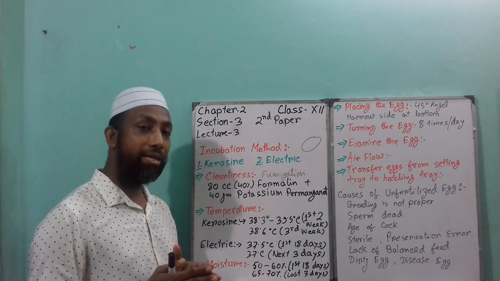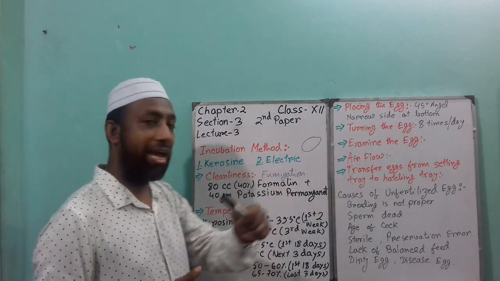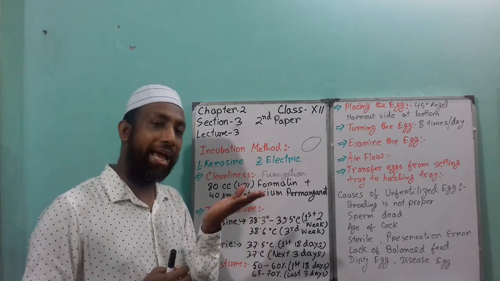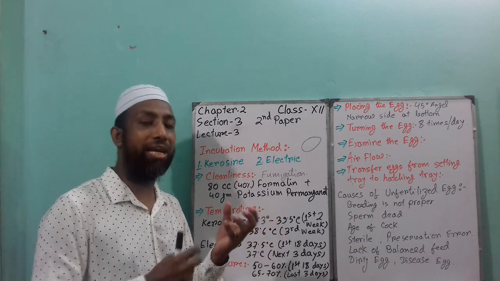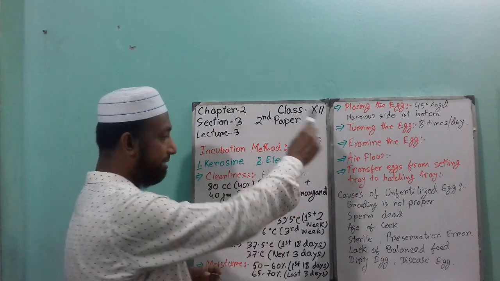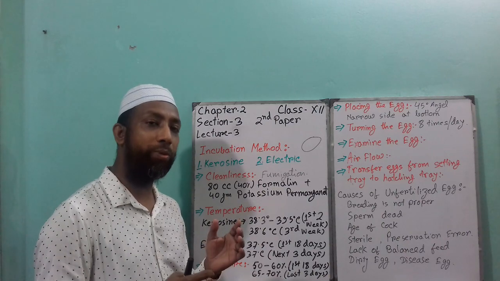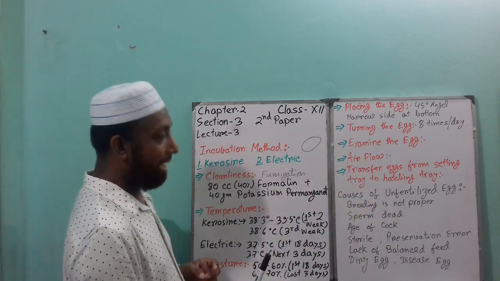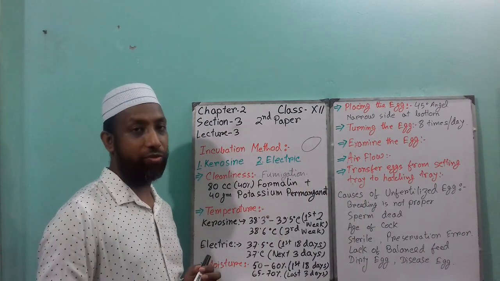The setting tray is very different, because you have to put the egg at a 45-degree angle. In the hatching tray, that is the time the egg will be hatched and the baby will come out. So all this process is automatic, except examining the egg and moving the egg from the setting tray to the hatching tray.